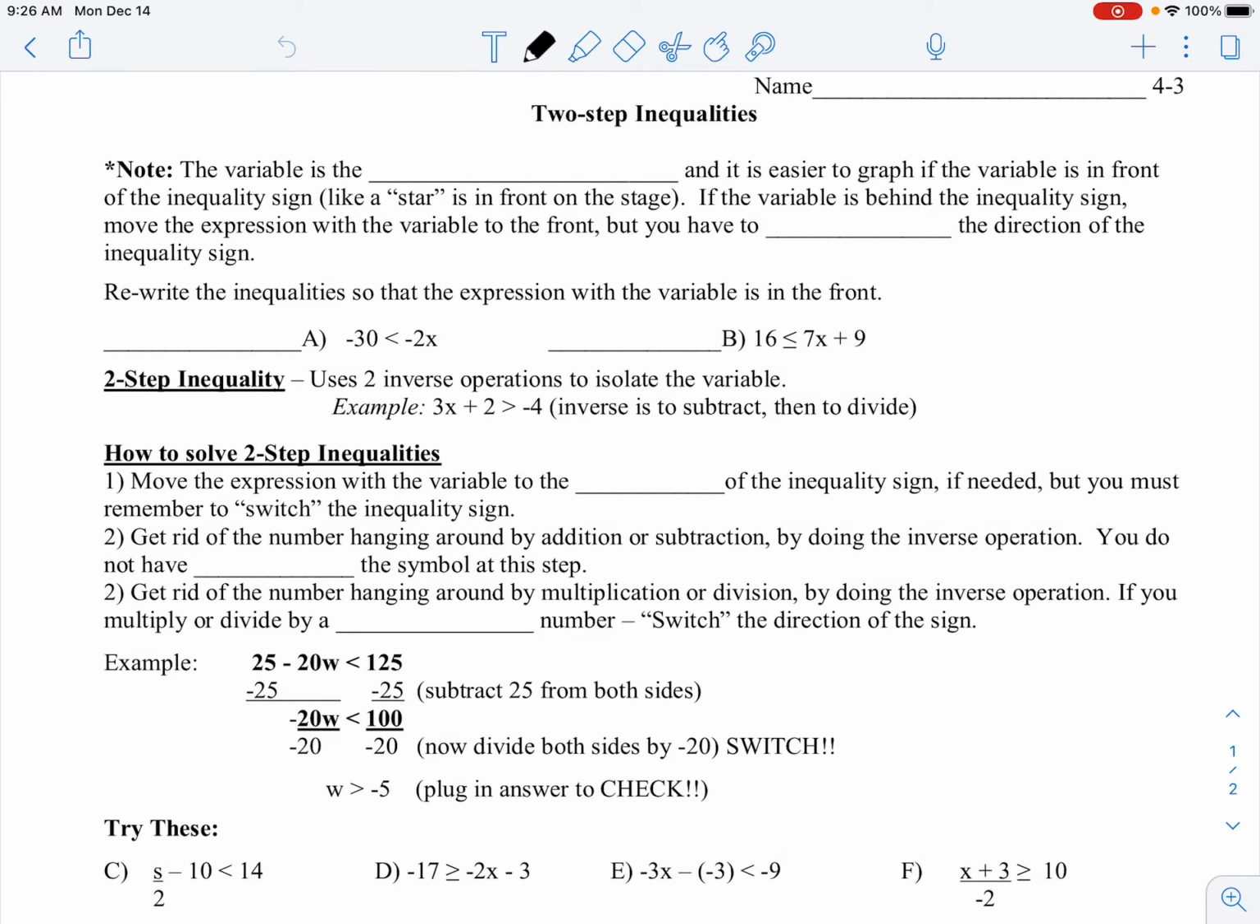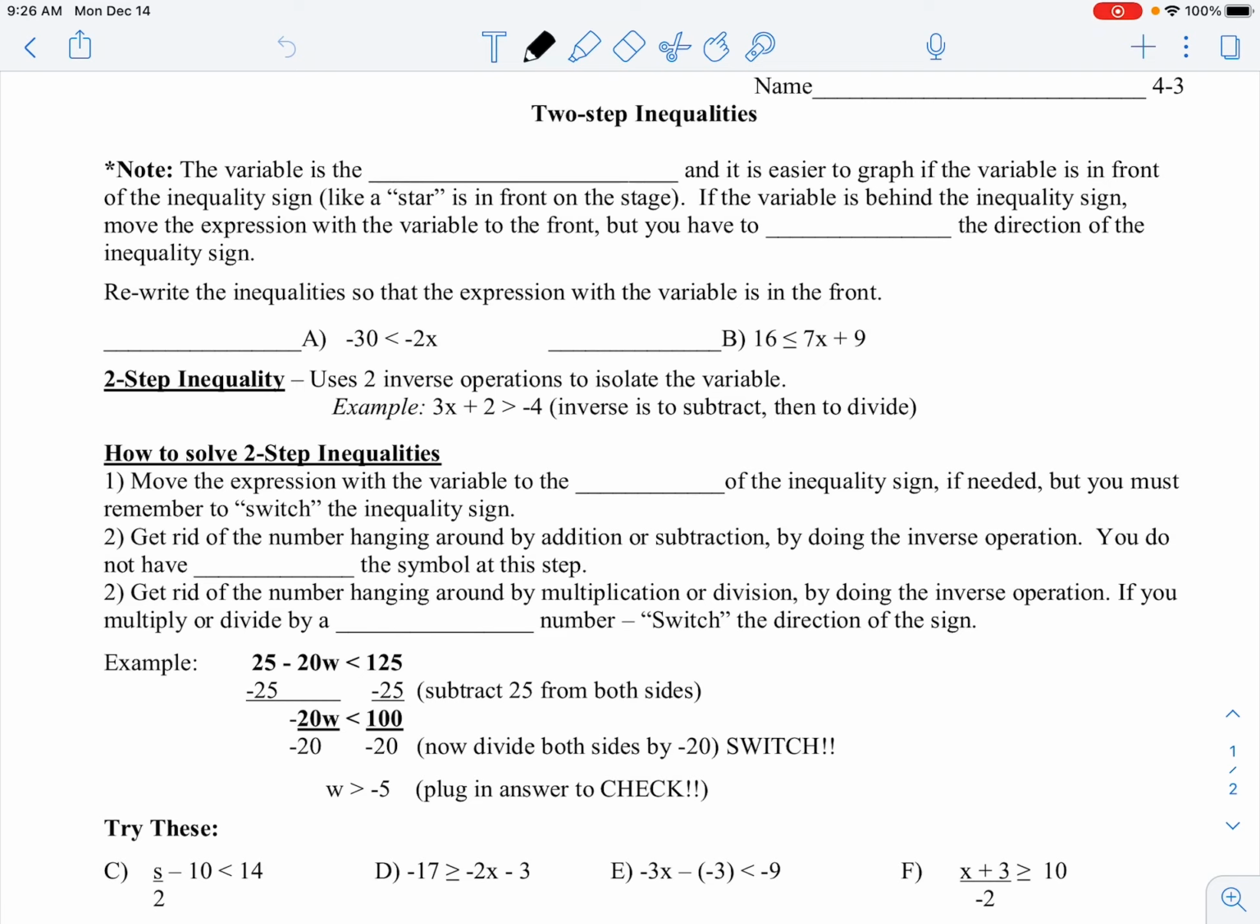Last week we worked on some one-step inequalities, which we saw were pretty much just like one-step equations, but with one little thing. We got to switch our sign if we multiply or divide by a negative. So today we're moving on to two-step inequalities. So we're going to talk a little bit about this.